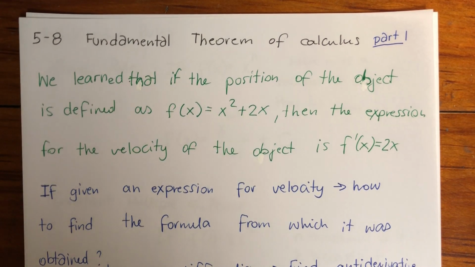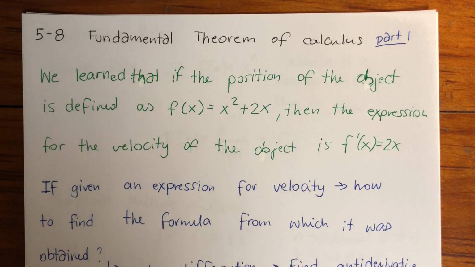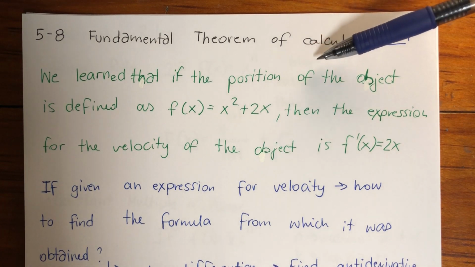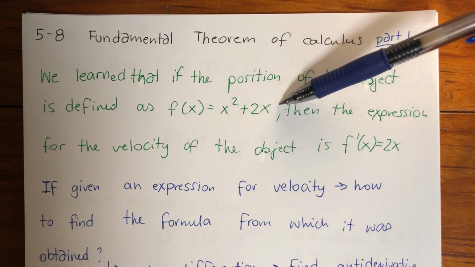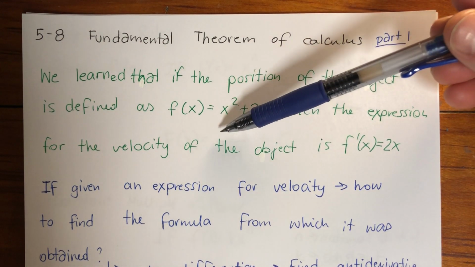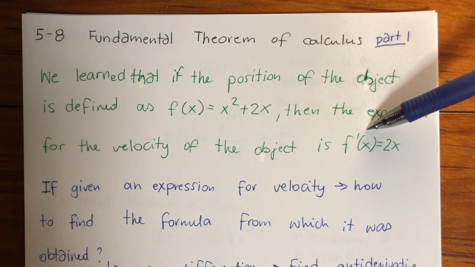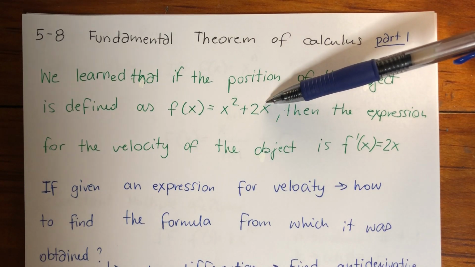Today's lesson is going to be mostly notes, but I do want you to write them down, and that's a part of your assignment, and the assignment itself is going to be fairly short. So what we learned so far is that if the position of the object is defined with some function, then the expression for the velocity of the object is the derivative of the given function.